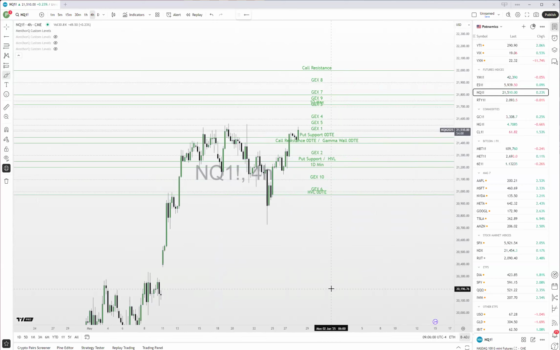What I can see only based on the gamma levels, this is also really, really interesting. We have only GEX levels above us. We have the GEX1. The GEX1 is a strong one. It's the strongest level after the major ones. And also it makes total sense because here we were falling down all the time in this area.